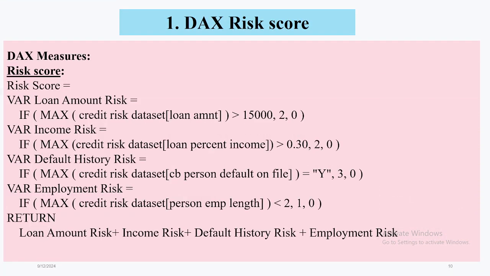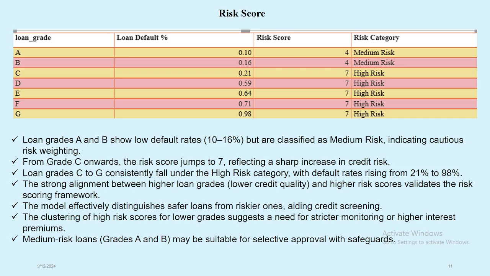And the next task is to analyze the risk score. For that I have used this DAX measure. Here I have calculated loan grade, loan default percentage, risk score and risk category. Here you can see loan grades A and B fall under the risk score of 4, the medium risk category, whereas all the remaining grades have the highest risk score. They fall under highest risk.